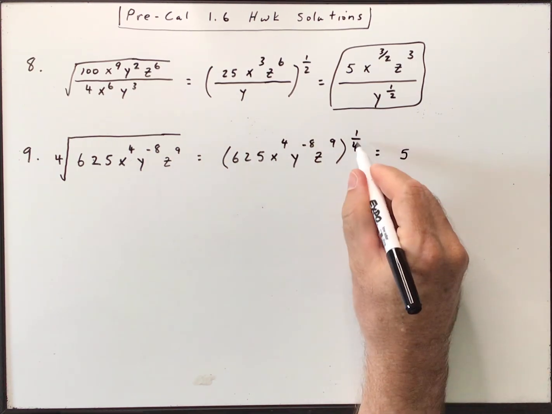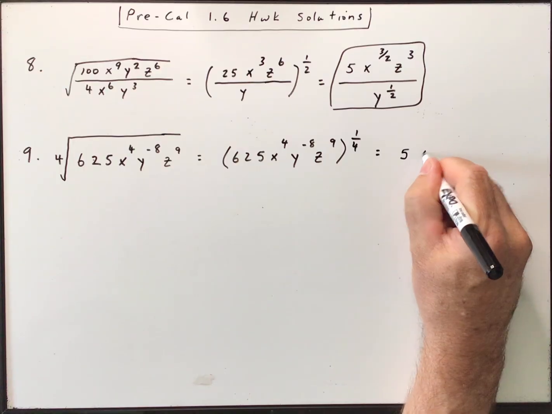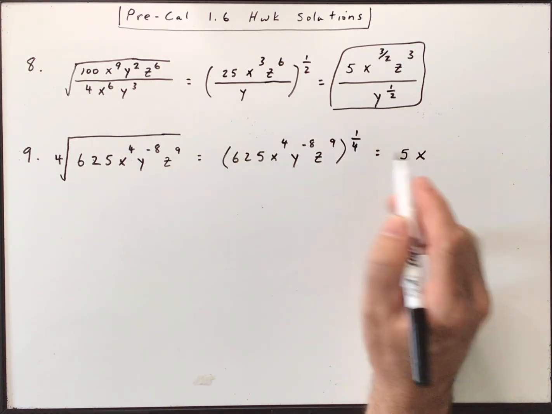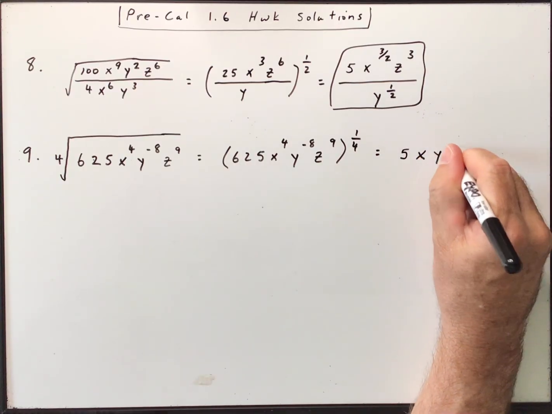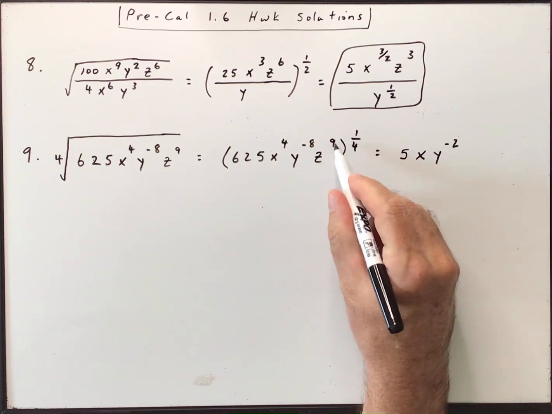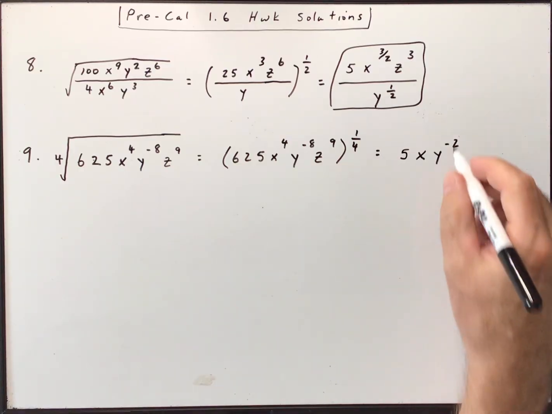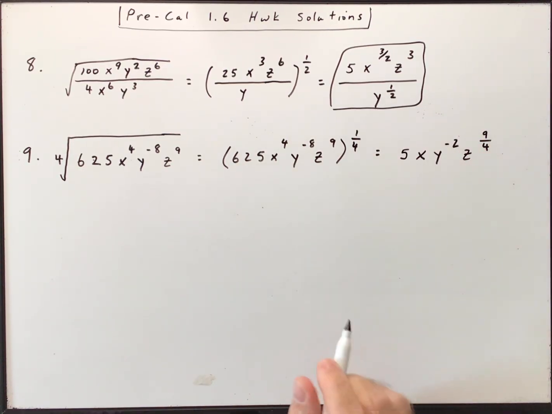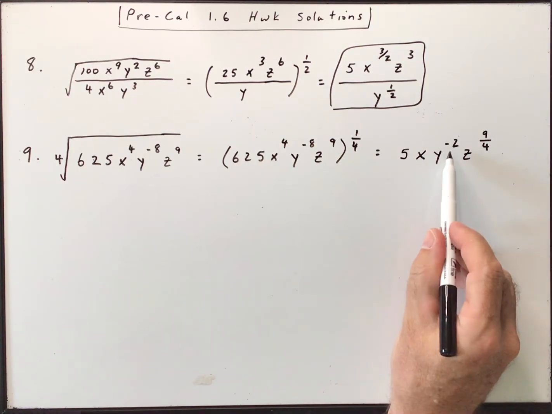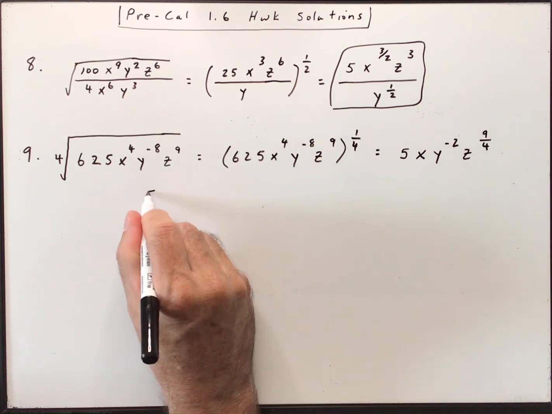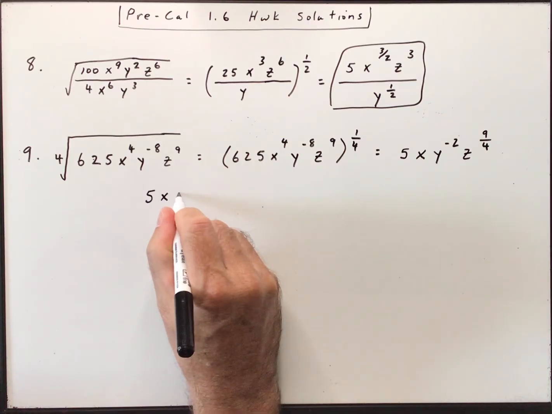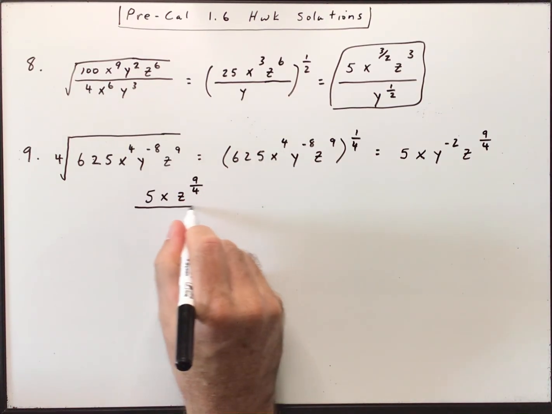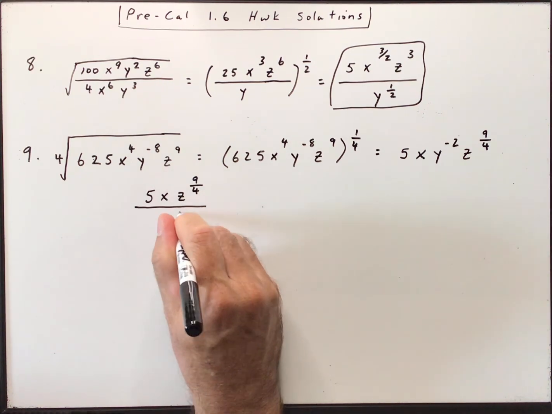X to the 4th to the 1/4. 4 times the 1/4 is 1, so that just leaves x. Y to the -8. -8 times the 1/4 is -2. I'll fix that in a minute. And then z to the 9th to the 1/4 would be z to the 9/4. So we're almost there. I want you to move that y to the -2 to the bottom. So you'd have 5x z to the 9/4 over y squared.